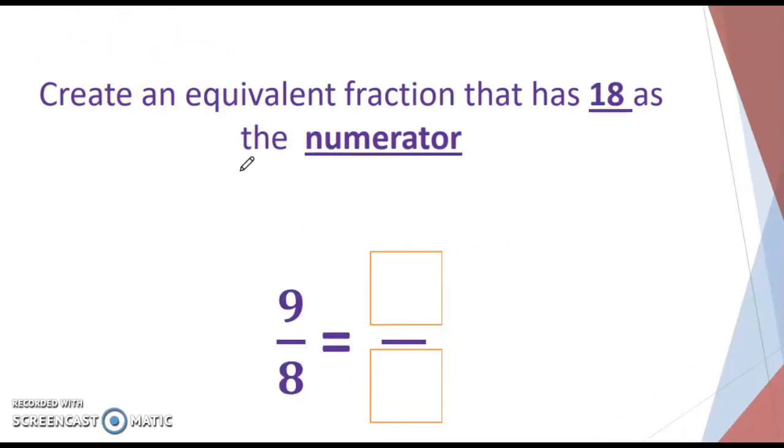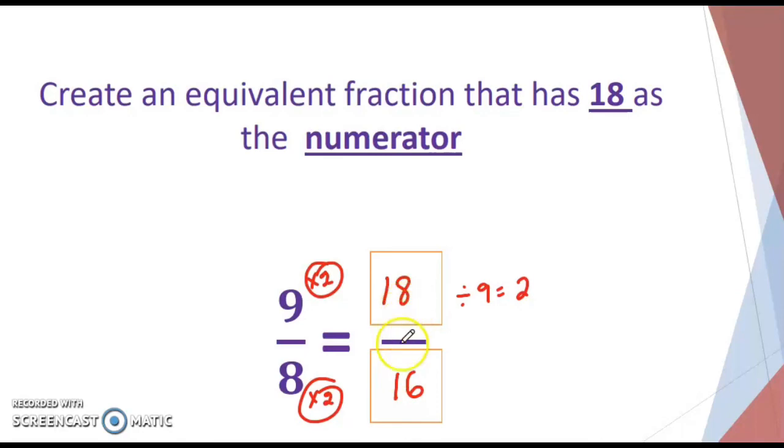Good job so far. They are asking us to create an equivalent fraction that has 18 as the numerator. So what I am going to do, I am going to put my 18 where the numerator should be, that's at the top. Because I have 9 over on the other side, I'm going to divide by 9, and I am going to get 2. So they multiply by 2 here, and I'm going to multiply the 8 by 2 also. So 2 times 8, and that is 16. So therefore, it is saying here that 9 over 8 is equivalent to 18 over 16.